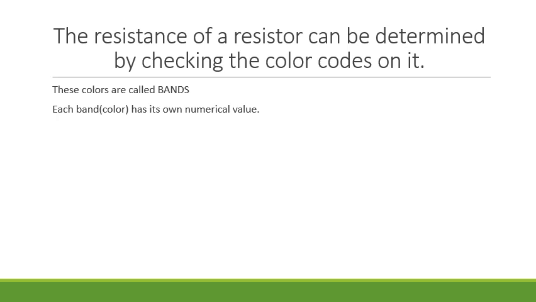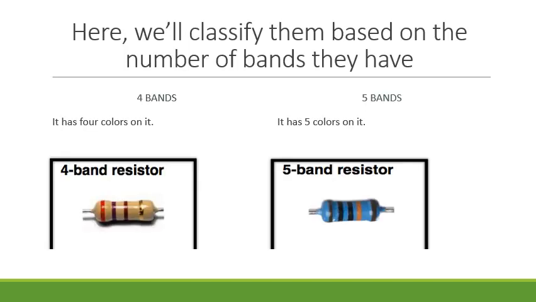So now the resistance of a resistor can be determined by checking the color codes on it, like I said. So these colors, they are also called bands. So each color is a band. You get that? Okay, so now each band, that is each color you see on a resistor, has its own numerical value. Maybe 1, 2, 3, 4, 5, like that. Okay, so now here we are going to be classifying resistors into two types based on their color codes. So you have the 4-band resistor and the 5-band resistor.